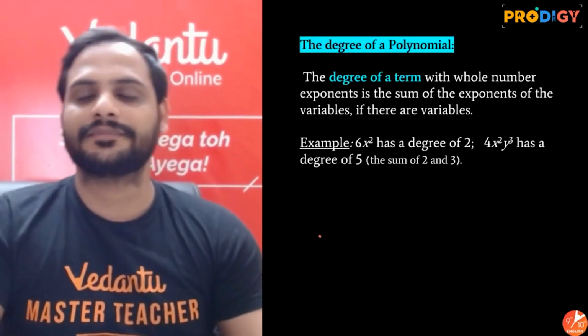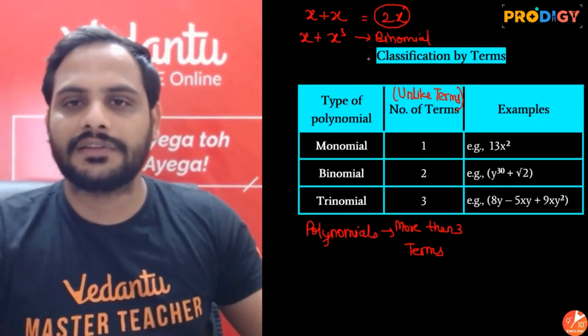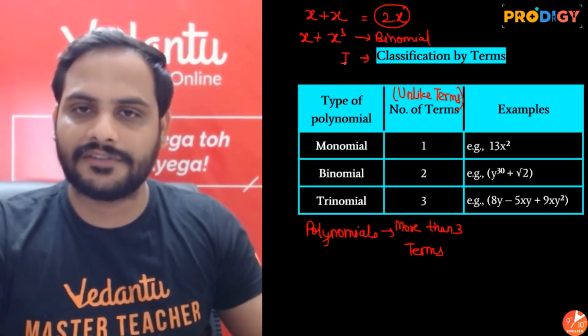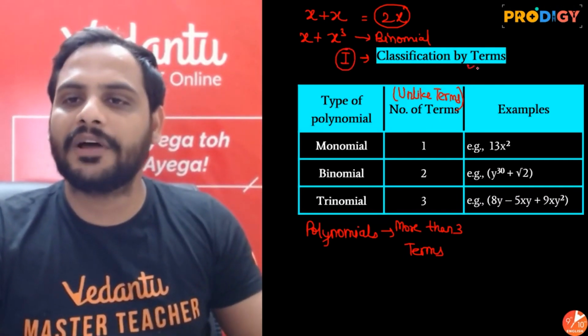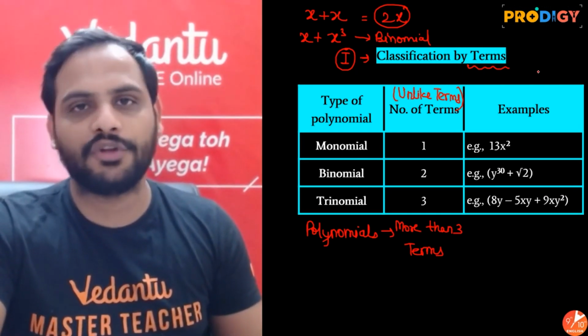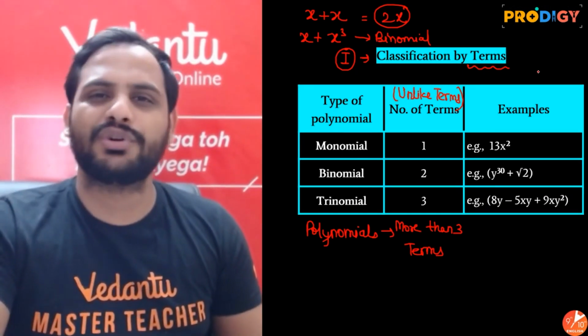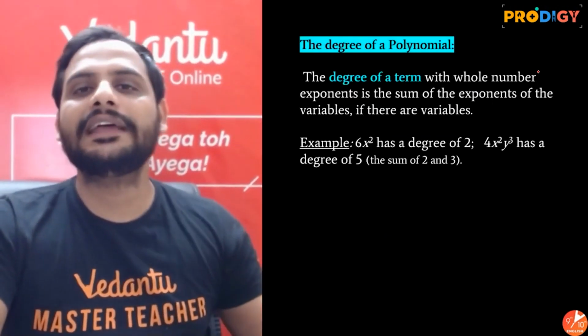Alright. Next, degree of a polynomial. So beta, the first classification, this is type 1, is on the basis of the number of terms. On the basis of the number of terms, we have monomial, binomial and trinomial. And if more than that, simply polynomials. Nothing else. Next is the degree of a polynomial.